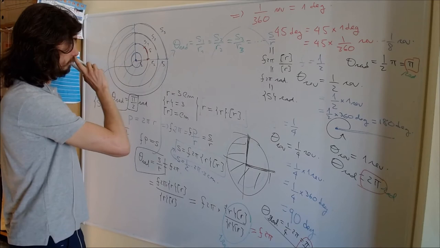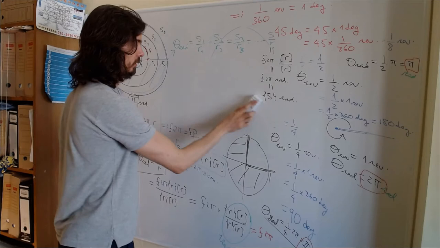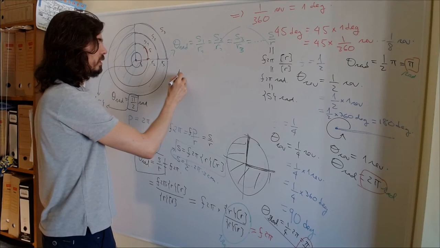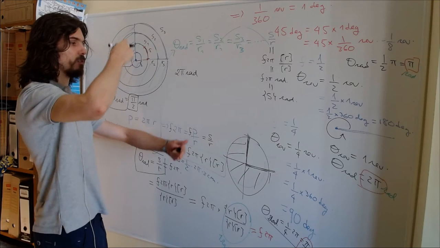To do that, you need a correspondence between the units. In fact, in general, if you want to convert between units, you need a correspondence between units. You need a formula of the kind: one in this case would be 2 pi radians, a complete revolution, is the same as 360 degrees.